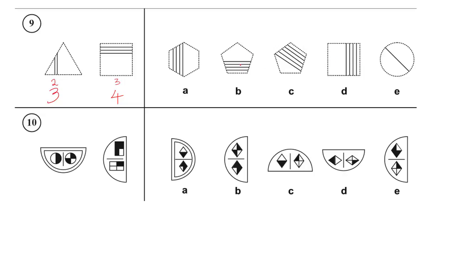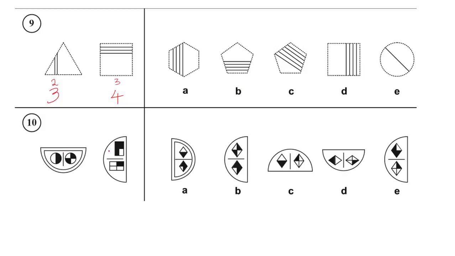Let me try this one. I've got 1, 2, 3, 4 lines inside, and I've got 1, 2, 3, 4, 5 sides. So 5 sides and 4 lines. That's acceptable. So the number of lines inside must be less than the number of sides by 1. Okay, so the answer is B on that one.